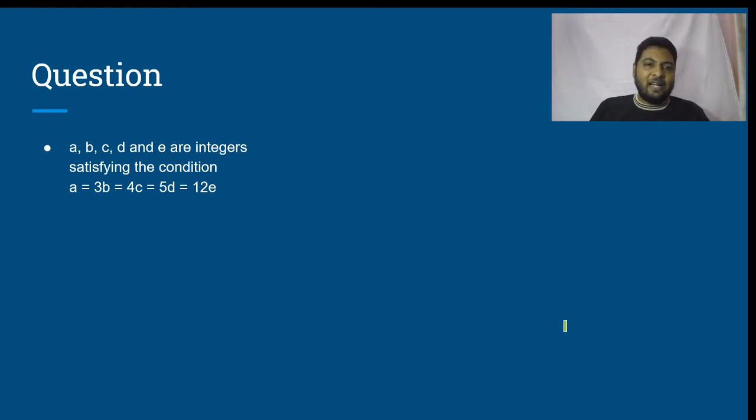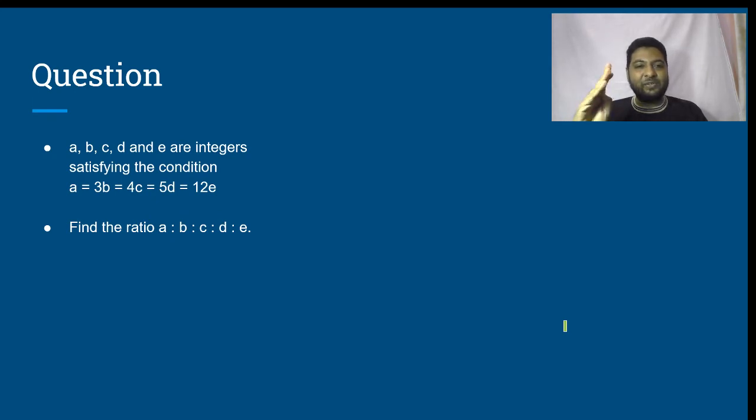A, B, C, D and E are integers satisfying the condition A is equal to 3B is equal to 4C is equal to 5D is equal to 12E. Find the ratio A is to B is to C is to D is to E.